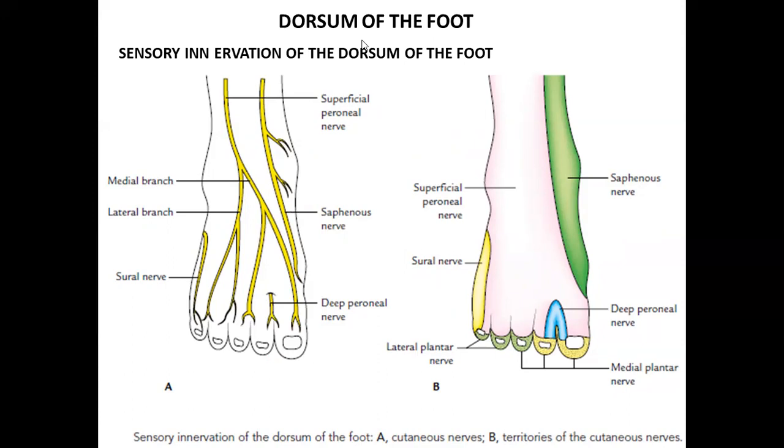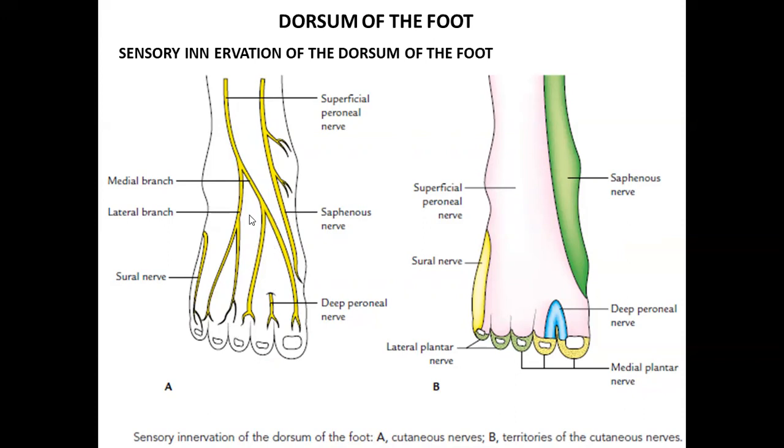See, this diagram, this sensory innervation of the dorsum of the foot is very important. I have already discussed it in the cutaneous supply of the anterior compartment as well. But here we can see on the dorsum of the foot, the main nerve we see is the superficial peroneal nerve. The superficial peroneal nerve supplies the sensory innervation of most of the dorsum of the foot, except the skin of the cleft between the first and the second toe.